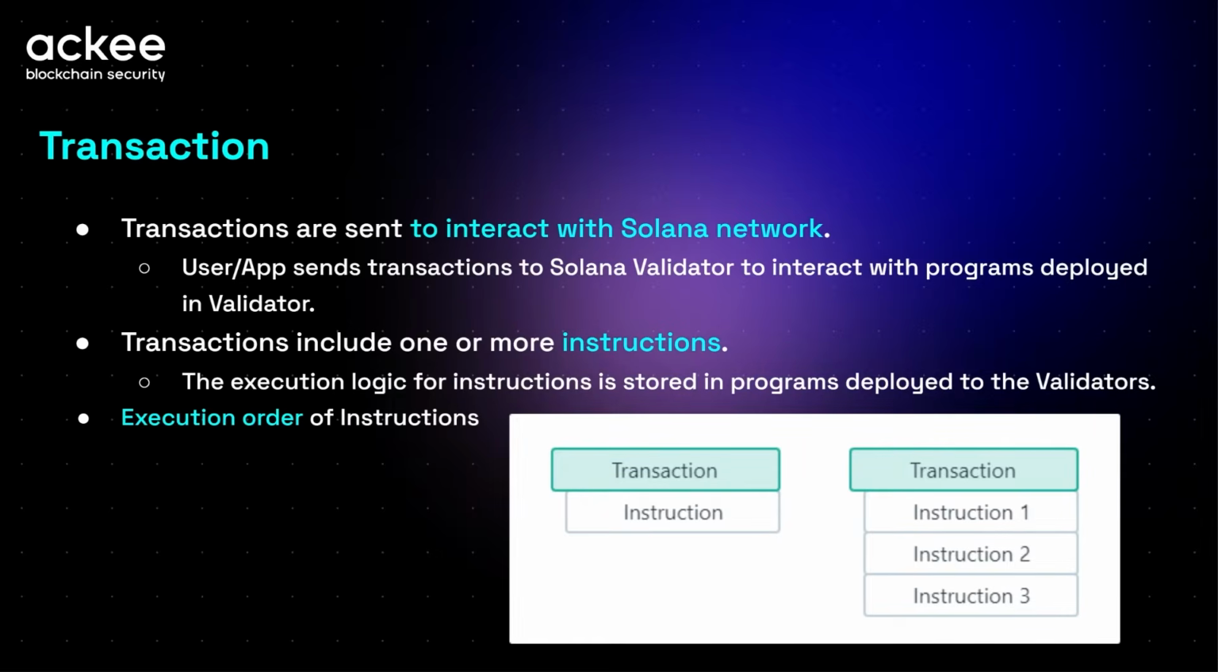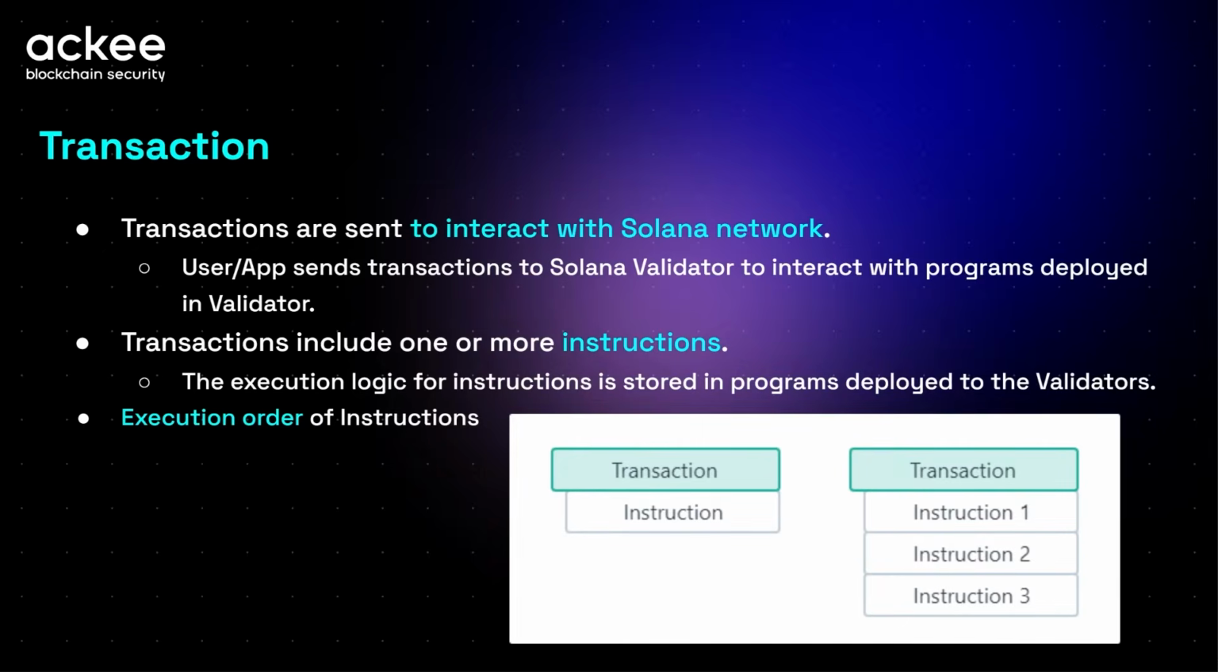Then the execution order of instructions. Instructions are executed sequentially. From the picture, for example, you can see the right transaction contains 3 instructions. The execution is that the first instruction is executed, then the second and the third. If, for example, the second fails, then everything is reverted and no changes are made.